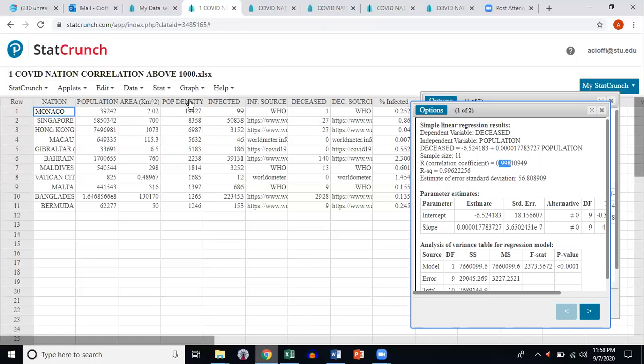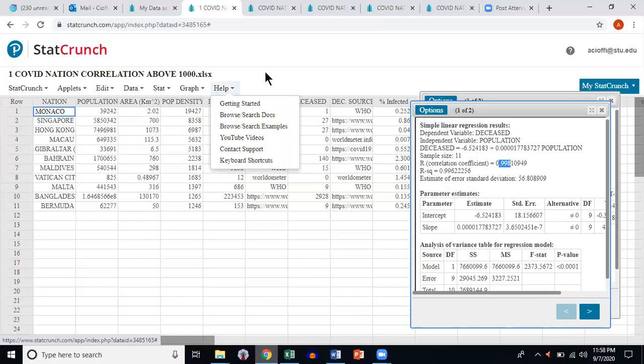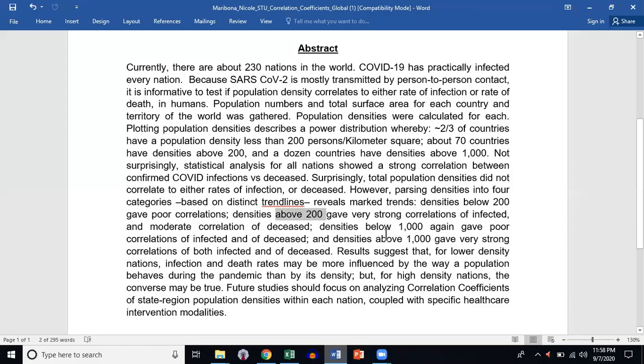densities, population densities of 1,000 persons per square kilometer or above, all the way up to Monaco, which has about 19,000 persons per square kilometer, right? And that is the result here. So densities below 1,000 gave poor correlations, but densities above 1,000 gave strong correlations of both infected and deceased, right?